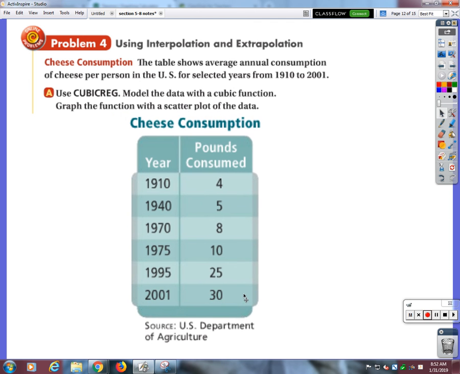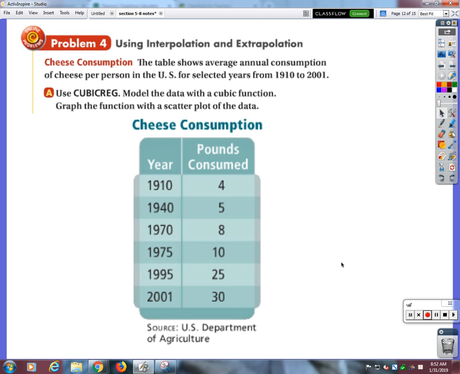This is the average number of pounds of cheese consumed per person annually in the United States. And you can see that back in the old days, like in your U.S. history class, you talk about the Great Depression. So in 1940, just after the Great Depression started, people only consumed about 5 pounds of cheese per year. Now, in 2001, it's all the way up to 30. So definitely a sign of an increase in wealth.